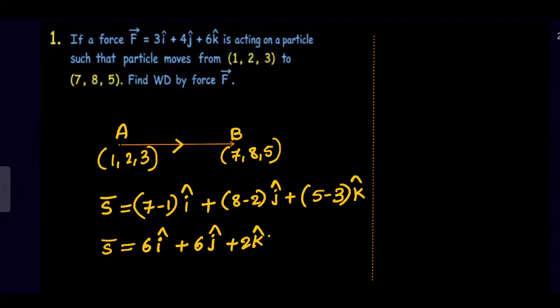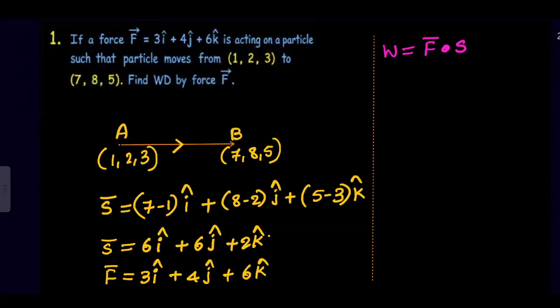And force is given. How much is the force given now? F is given as 3I plus 4J plus 6K. Now we need to find the work done. So this work done is equal to F bar dot S bar. So you can tell me now, F bar dot S bar.